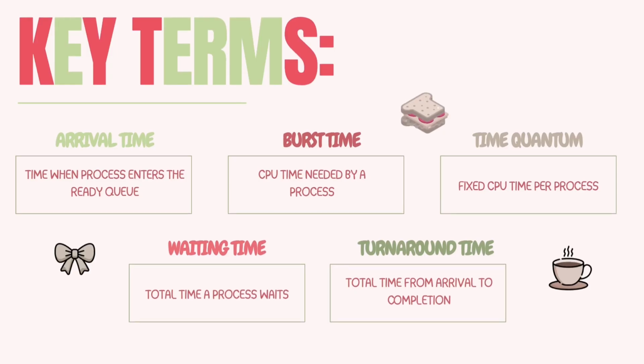Some key terms used in this algorithm include arrival time, burst time, time quantum, waiting time, and turnaround time. Arrival time is when the process enters the ready queue. The burst time is the CPU time needed by the process. The time quantum is a fixed CPU time per process. The waiting time is the total time a process waits. And lastly, the turnaround time is the total time from arrival to completion.